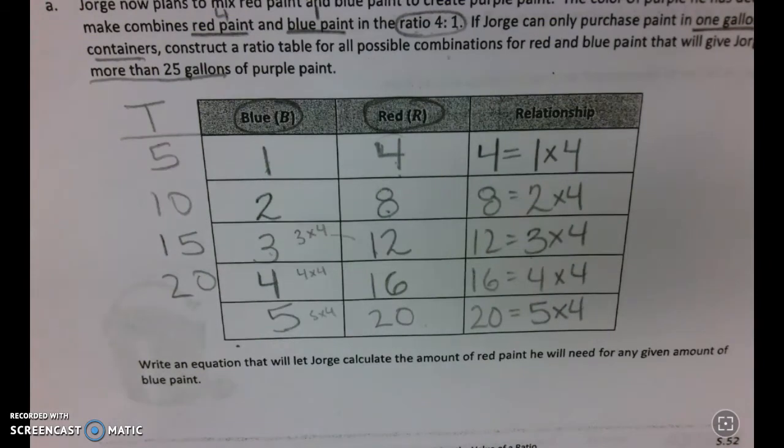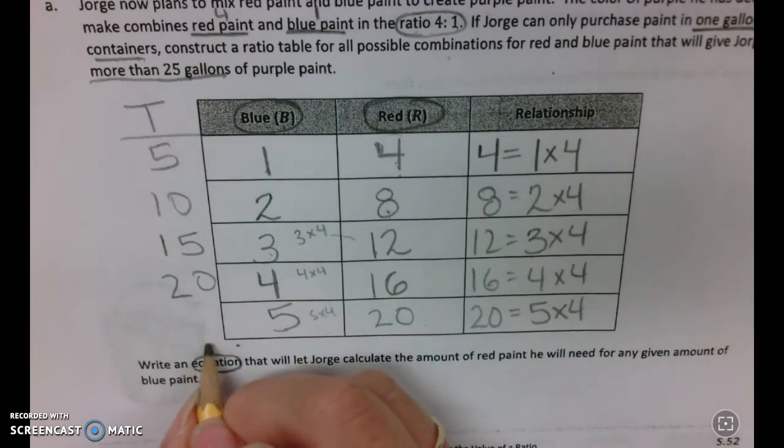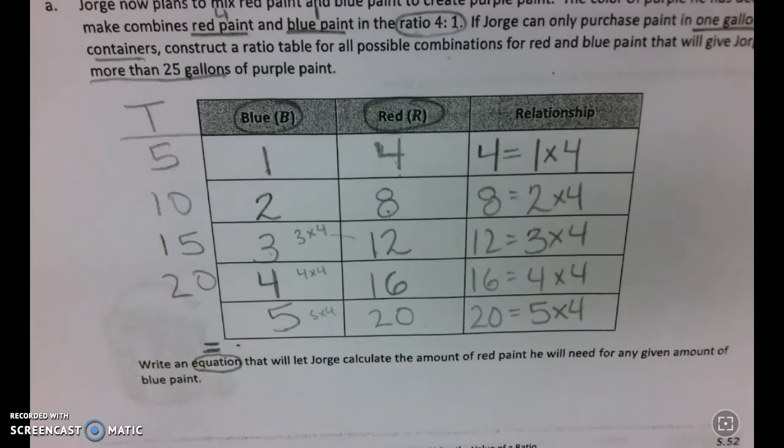All right, the next part of the problem says write an equation. That's a vocab word that I should automatically be picturing. An equation means that I should have an equal sign in my number sentence. So I need to write an equation that will let George calculate the amount of red paint. So if I'm going to calculate red paint, that means I need to figure out how I can equal red paint he will need for any given amount.